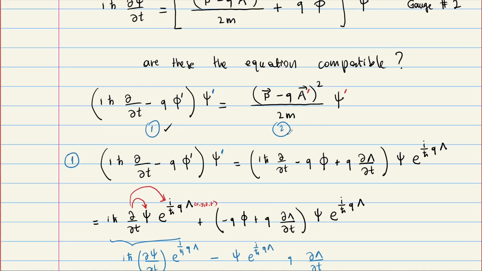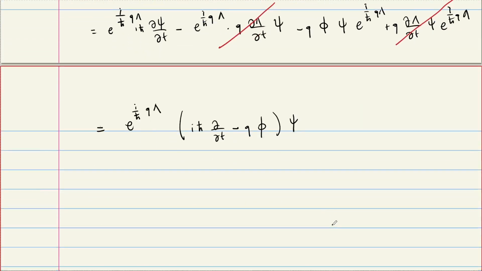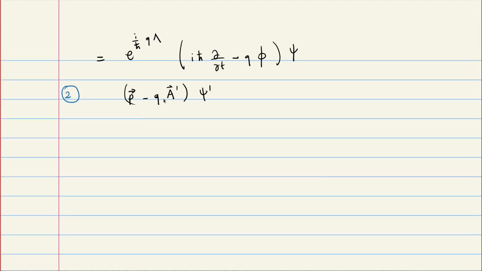Now I want to calculate the right hand side. But for doing that, I want to consider the following: P minus q A prime acting on psi prime. That's what I have here, and I'm only taking the first factor, and I will apply this quantity in the parentheses one more time in just a little bit.